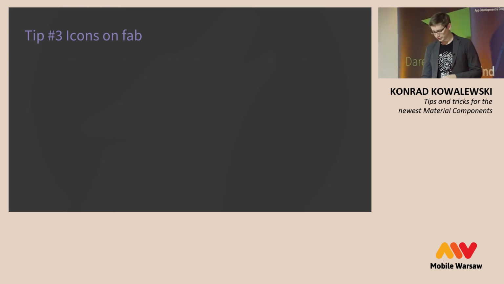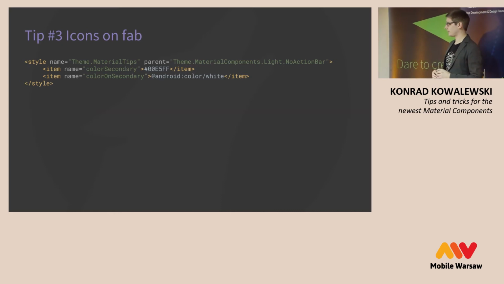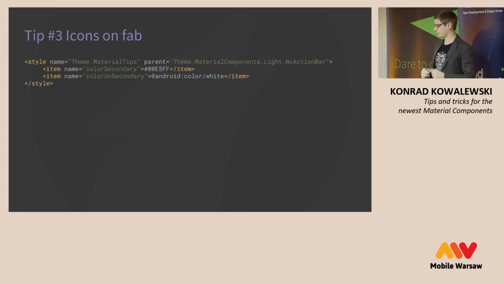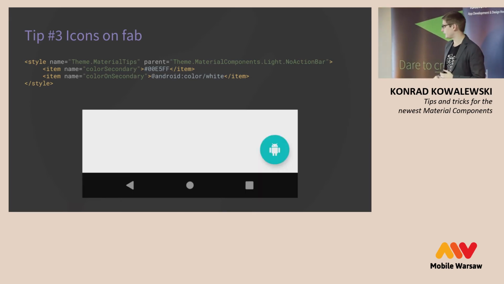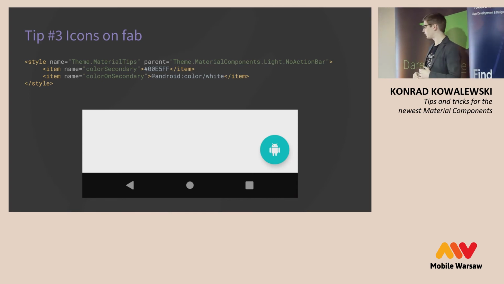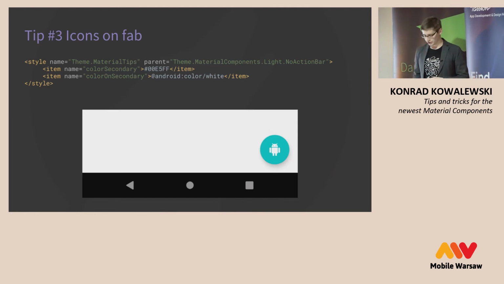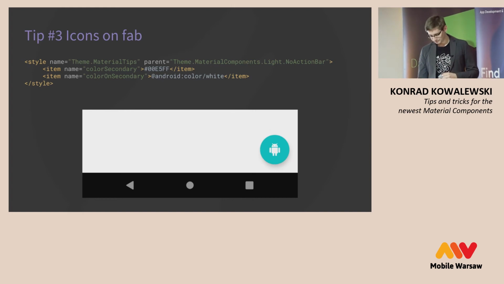Okay, if you'd like to color icons on your FAB or different material design components that use those colorings, then you can just set color secondary to whatever color you want, and then color on secondary to white, because that's probably what you'll need the most. By default, it's defined as black. So if you'd like your icons to be white on those components, then you can use color on secondary and set it in your main app theme.